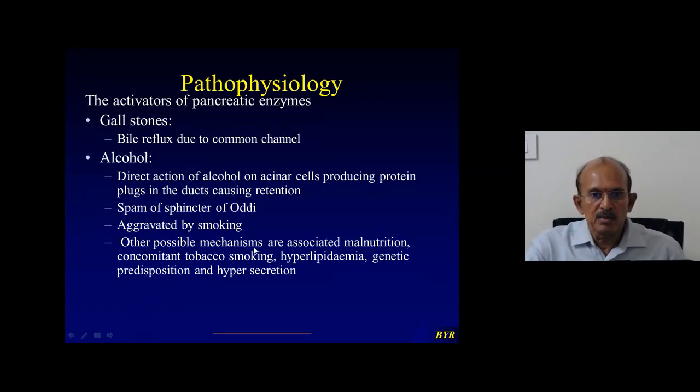Other possible mechanisms are associated malnutrition, concomitant smoking, hyperlipidemia, genetic predisposition, and hypersecretion. So these are the other associated mechanisms for causing alcoholic pancreatitis. But the exact mechanism is not known. When you see so many things are there, that means most of them are postulates. Some of them are still under evaluation. So the exact cause is not known. These are all the possible things that were thought of.